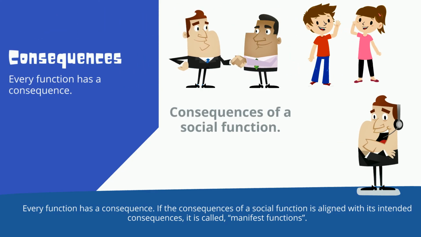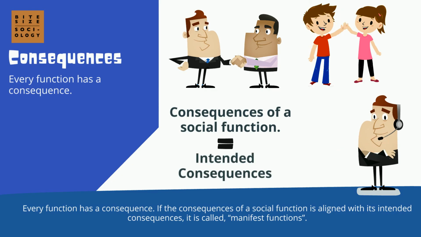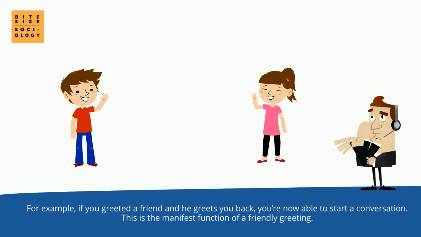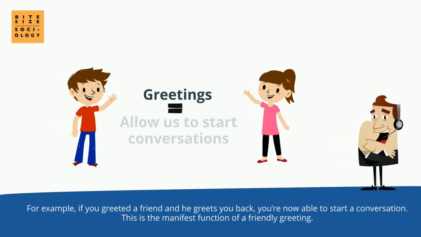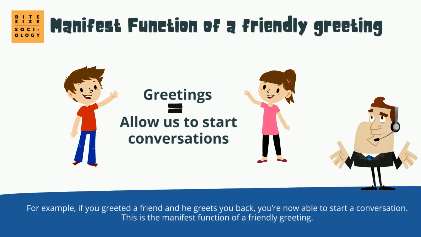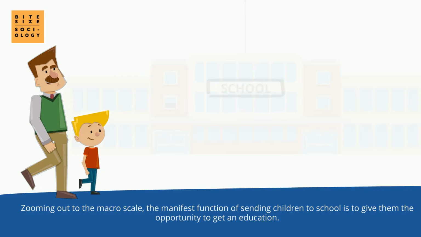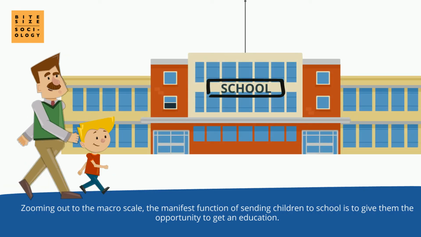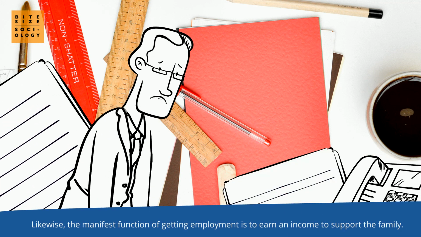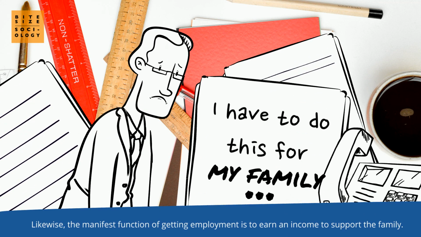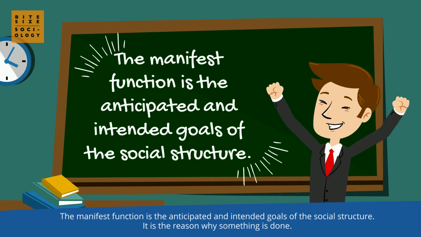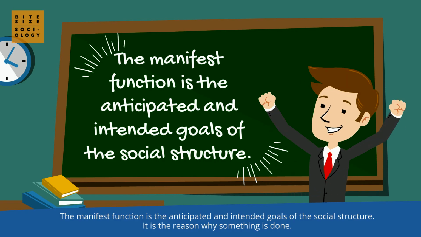If the consequences of a social function is aligned with its intended consequences, it is called manifest functions. For example, if you greeted a friend and he greets you back, you're now able to start a conversation. This is the manifest function of a friendly greeting. Zooming out to the macro scale, the manifest function of sending children to school is to give them the opportunity to get an education. Likewise, the manifest function of getting employment is to earn an income to support the family. The manifest function is the anticipated and intended goals of the social structure. The reason why something is done.